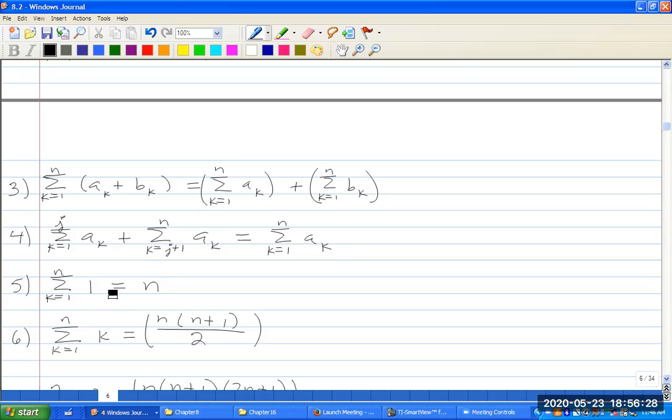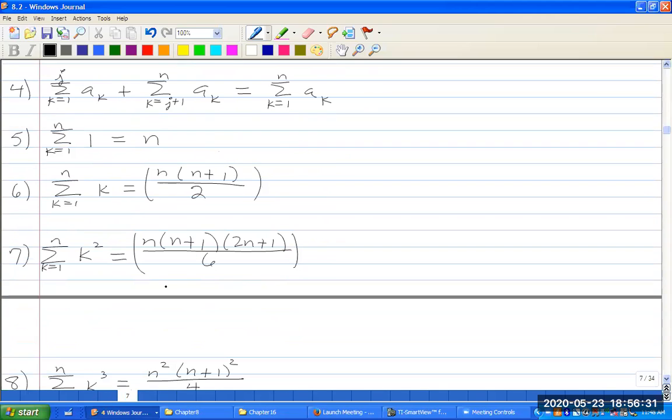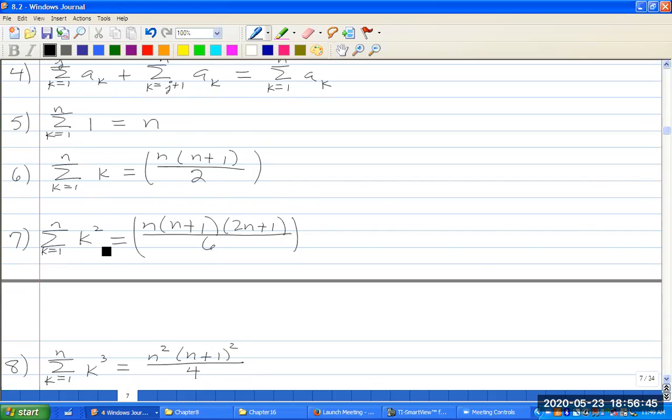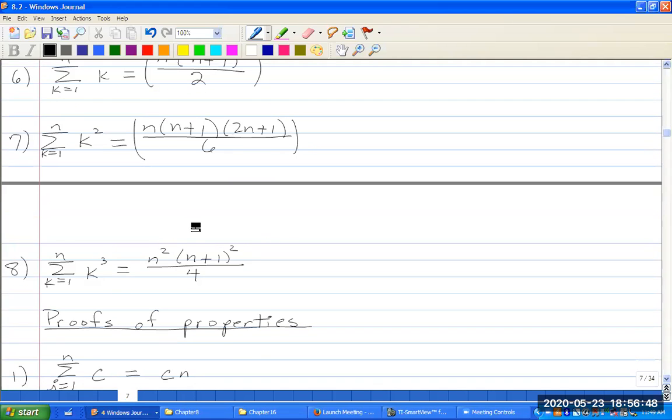The sum k equaling 1 to n of 1 is n. The sum k equaling 1 to n of k is n times (n plus 1) over 2. The sum k equaling 1 to n of k squared is n times (n plus 1) times (2n plus 1) over 6. The sum k equaling 1 to n of k cubed is n squared times (n plus 1) squared over 4. You could keep going on with higher and higher powers of k, but I just ended at 3. Have to end somewhere. And you'll get formulas that are similar.